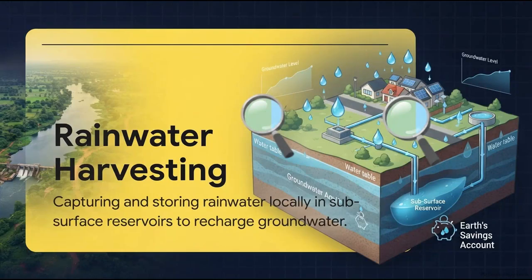The most vital objective to combat this crisis is rainwater harvesting. And this isn't just about putting a few buckets out in the rain. It's defined as the deliberate process of increasing the recharge of our depleted groundwater by capturing and storing rainwater locally in subsurface reservoirs. Think of it like putting water back into a savings account for the earth.